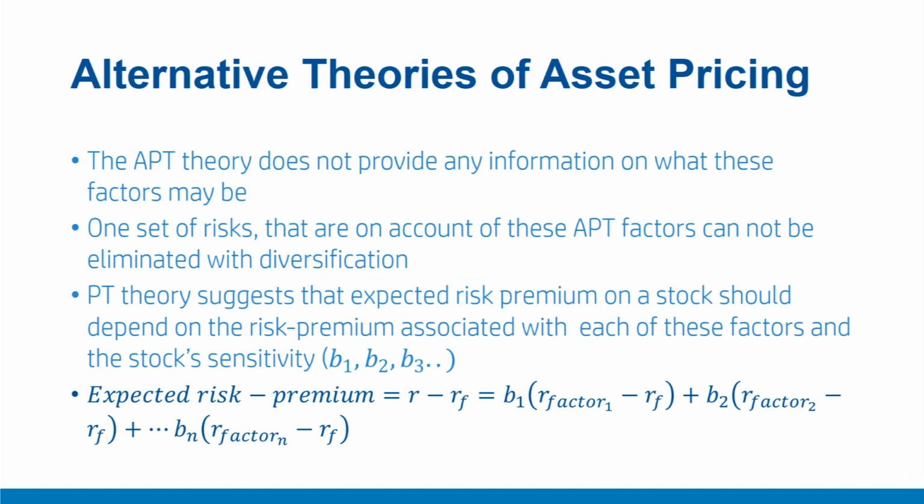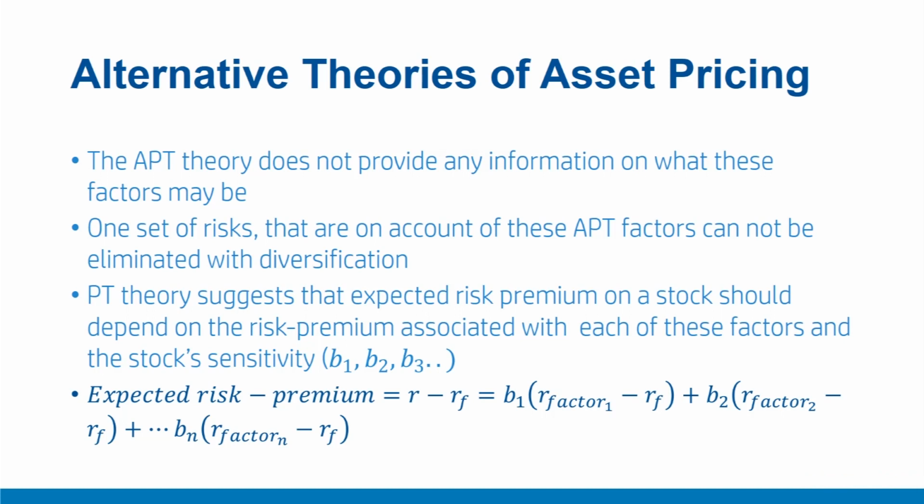However, the APT theory does not provide any information on what these factors may be. Very often people tend to include return on market portfolio proxies, for example Nifty 50 and/or Nifty 500, as one factor. Some stocks will be more sensitive to a particular factor than other stocks. For example, ONGC will be more sensitive to oil and gas factor as compared to Apple.